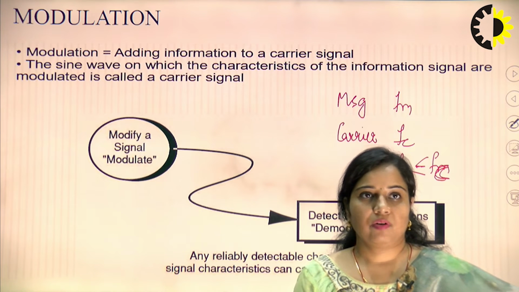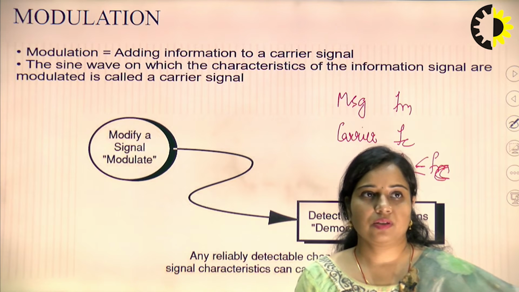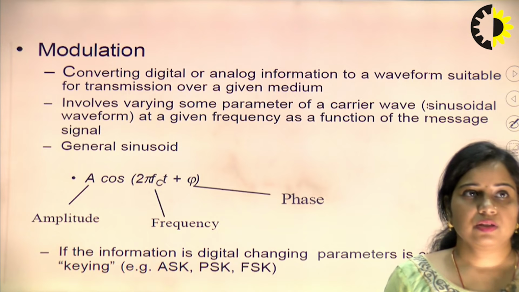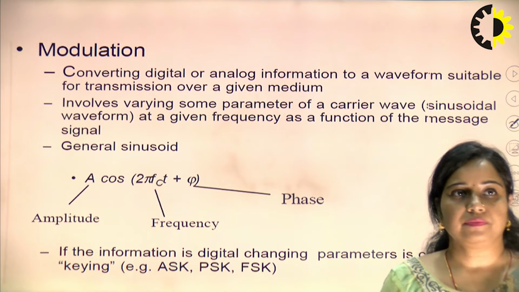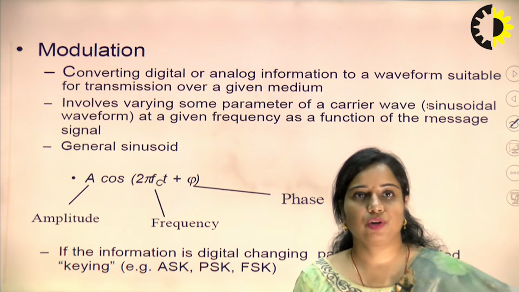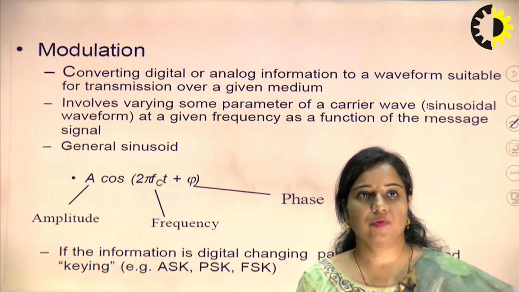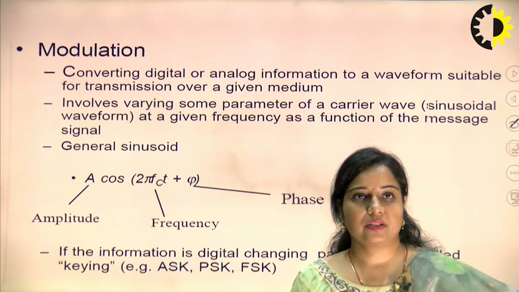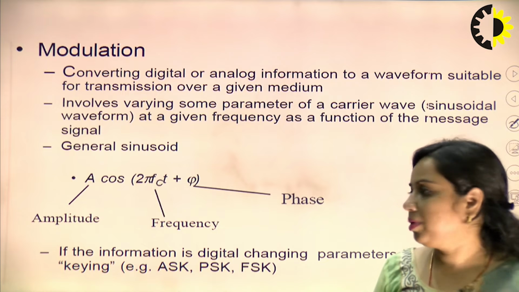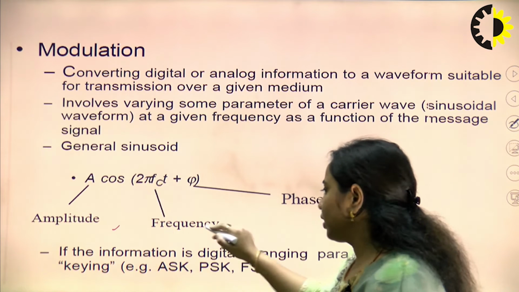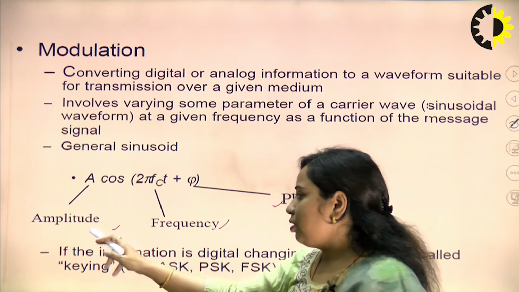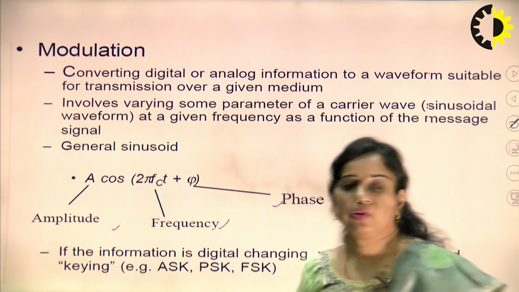The sine wave on which the characteristics of the information signal are modulated is known as carrier signal. This is converting the digital or analog information to a waveform that is suitable for transmission over a given medium. It involves varying some of the parameters of the carrier signal. Let's say there are three parameters: first one is amplitude, second is frequency and third is phase. We can change any one parameter, but the other two parameters should remain constant.